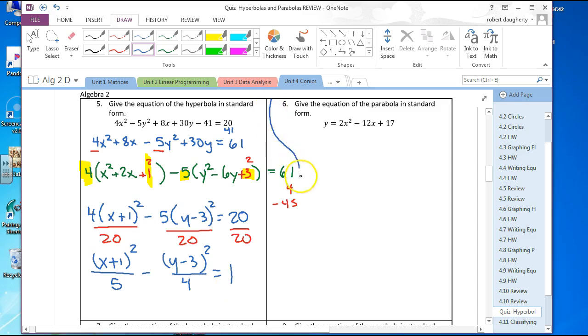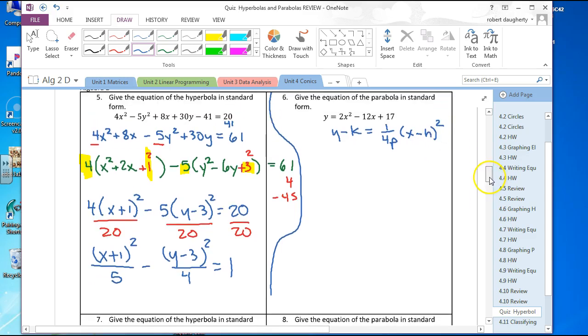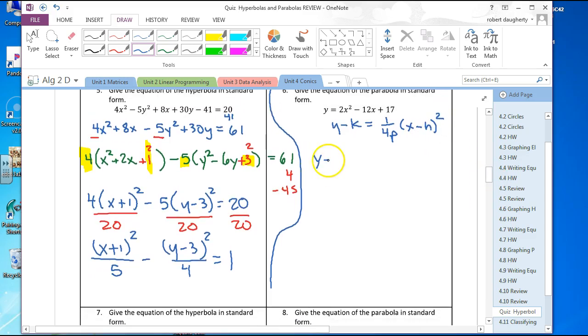That is a horizontal hyperbola. Next is completing the square on a parabola. When I look at this one, the x is squared. So I need this to look like y minus k equals 1 over 4p times (x minus h) squared. So I'm going to write this as y minus 17 equals 2x squared minus 6x, and I'm going to complete the square. In order to complete the square here, it looks like I need to add 3 squared.